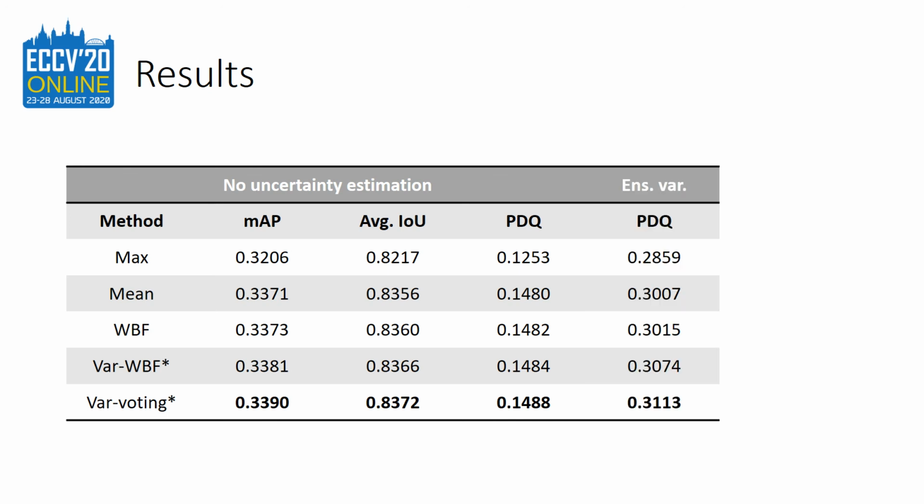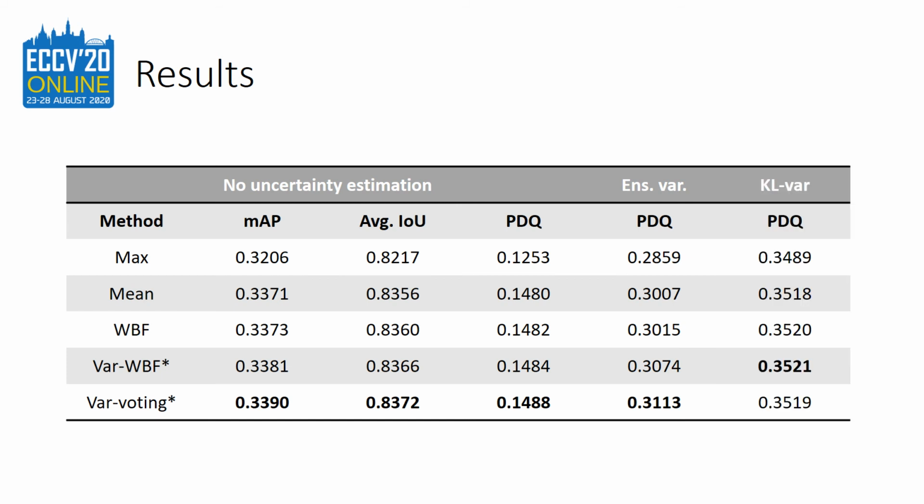Now, uncertainty estimates are provided. Since only PDQ can benefit from it, the other metrics were omitted. We can see that by using the ensemble variances, which means the variances from the boxes in a cluster, the PDQ scores are more than doubled. The KL variance ensembles improve even more on the metric, given the overall better results.